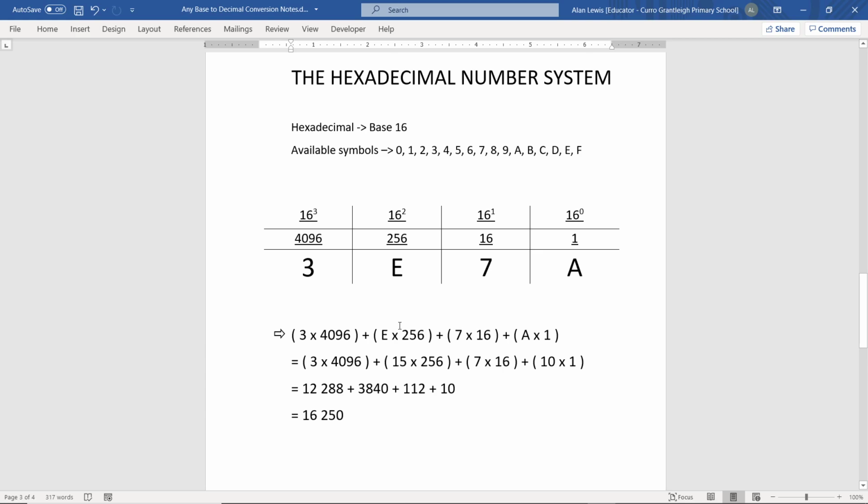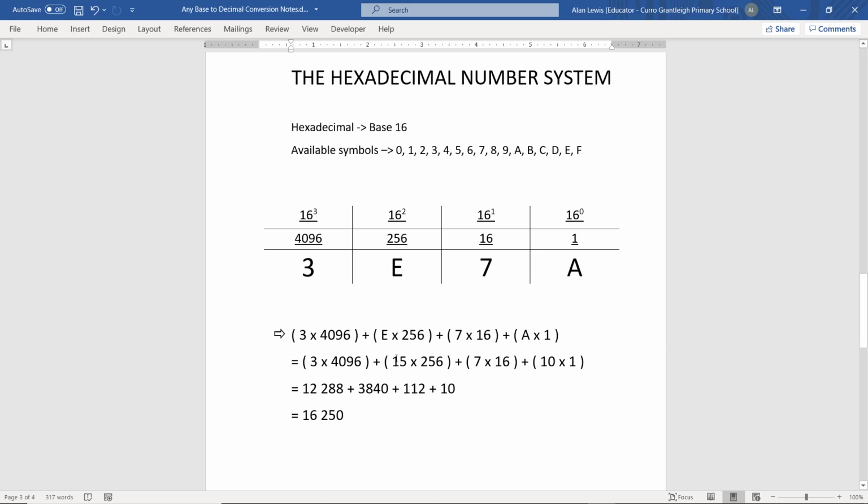Sorry, that is incorrect. E is 14. So the answer here is going to be wrong. This here is 14. E is 14. It's F that is 15. So I'm sorry about that. That is just an error here in my example. You must just make sure that you use a 14 here.